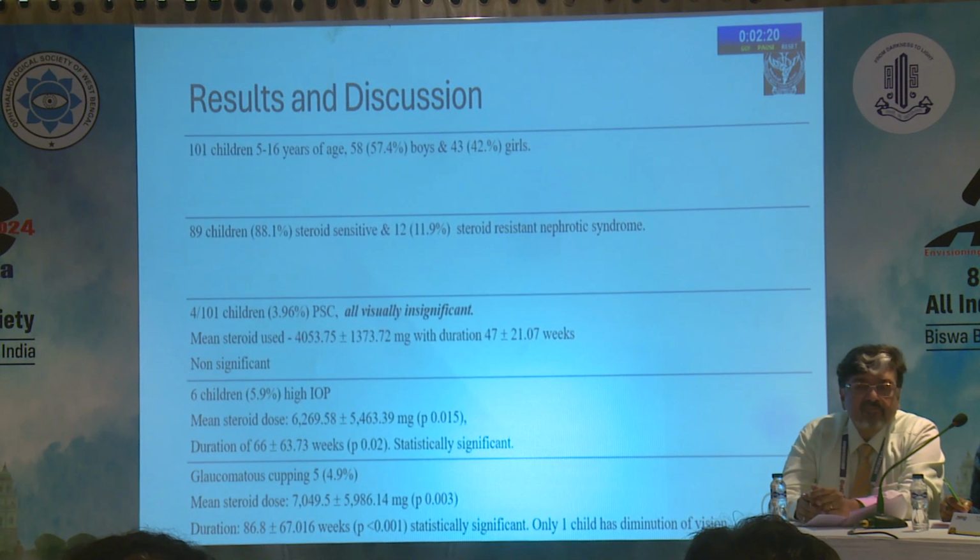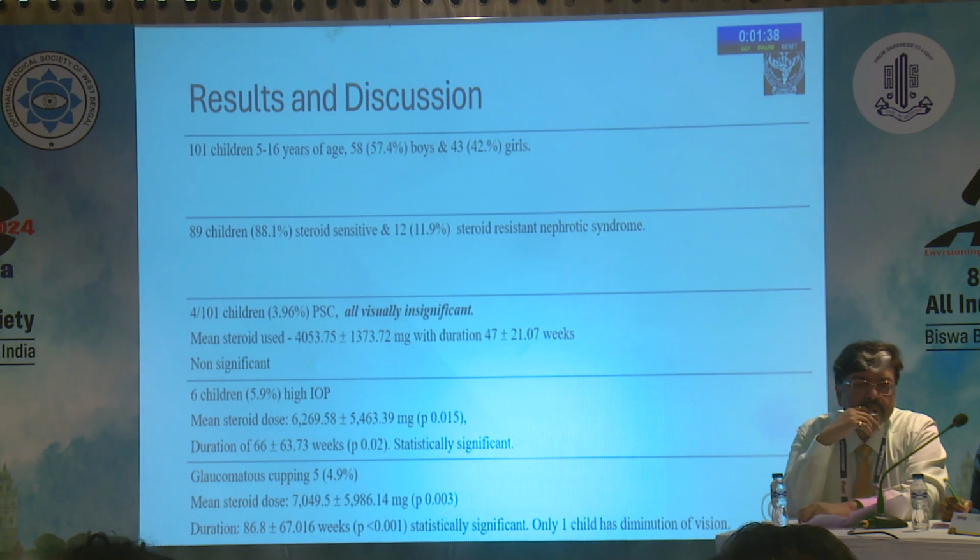We included 101 children, around 57% boys and 43% girls. 88% had steroid sensitive nephrotic syndrome, whereas around 12% were steroid resistant. We found that around 4% of children had posterior subcapsular cataract, although all of them were visually insignificant. The mean steroid use was around 4,000 plus minus 1,300 milligrams, with an average duration of 47 plus minus 21 weeks. It was not significant as compared to the children with clear lens. Whereas 6 children, around 6%, showed a high IOP spike, where the duration and dose were statistically significant, and we saw glaucomatous cupping in around 5% of children.